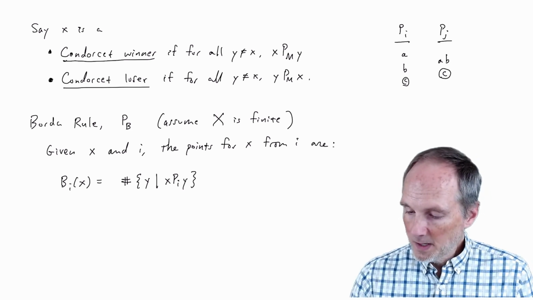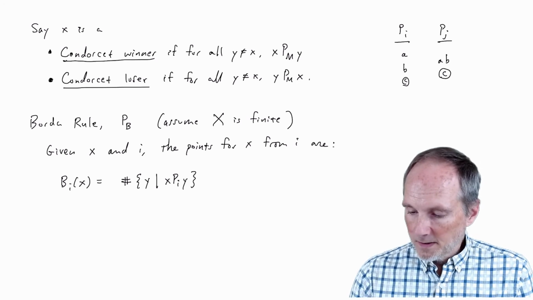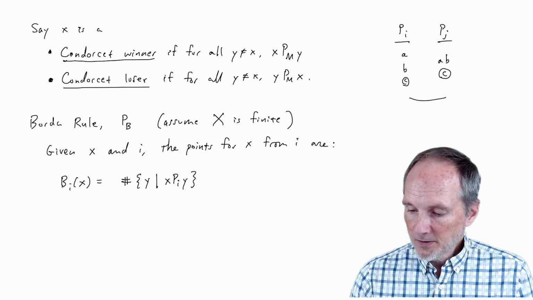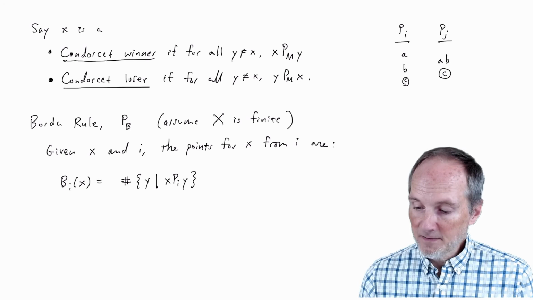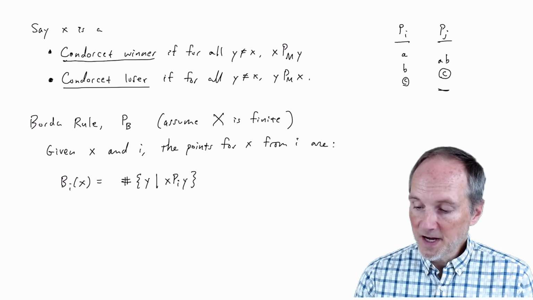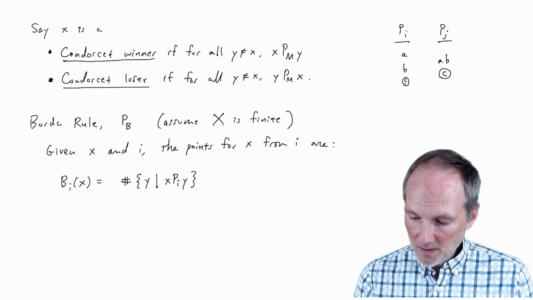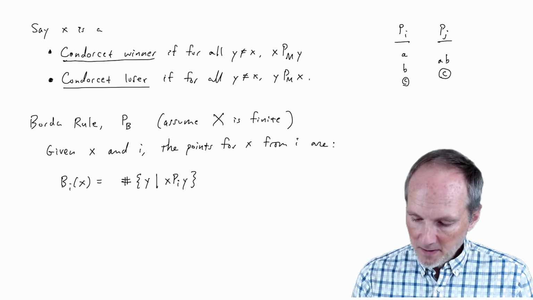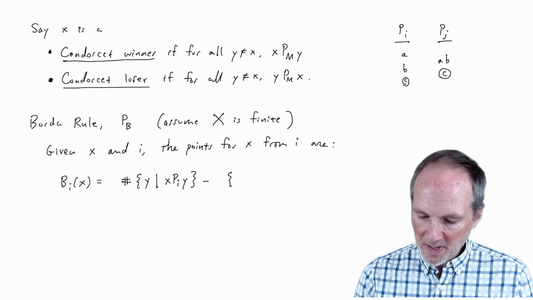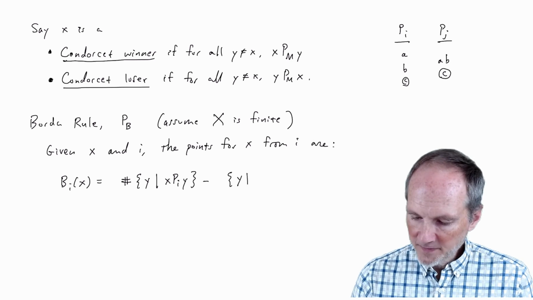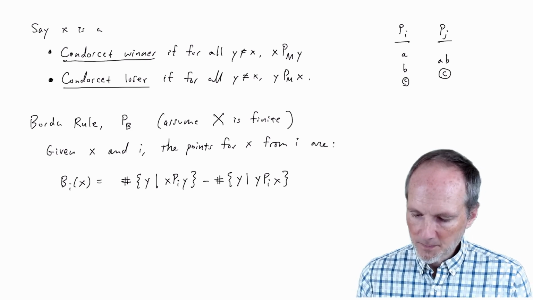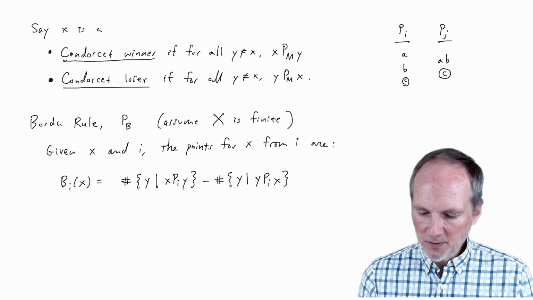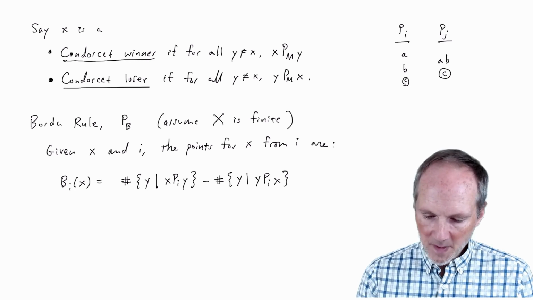The point is just that if we compare these two rankings here, you might not want to assign the same number of points for B. You might want to give B more points from person J. And the way we're going to do that is we're going to modify this score. We're going to penalize x for the alternatives above it, like so. Okay, so that is the Borda score for x from I.